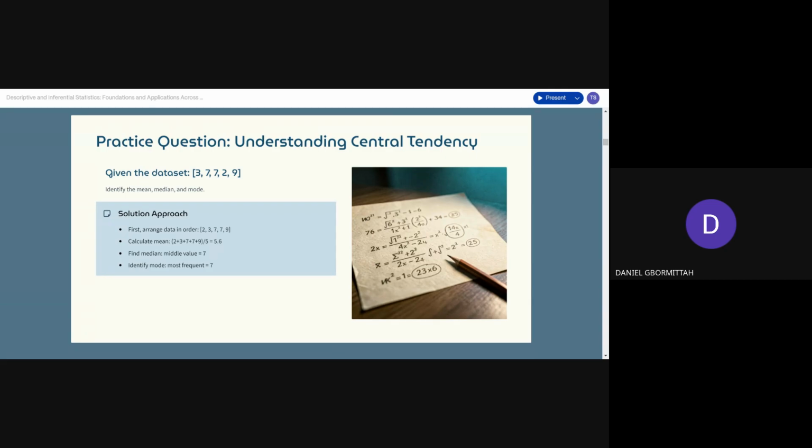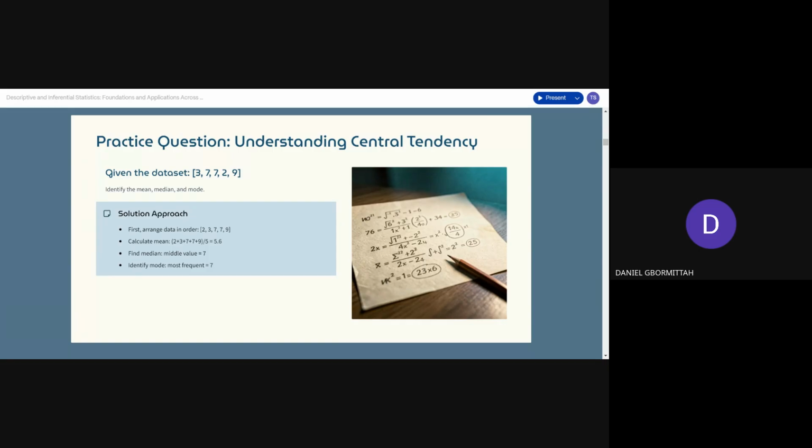What is the median? With the median, we have to arrange it in order. Arrange it in order and tell me. 2, 3, 7, 7, 9. So it will be 7. So the median will be 7. Okay.